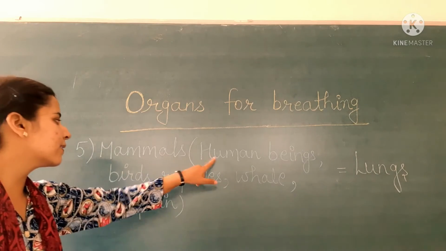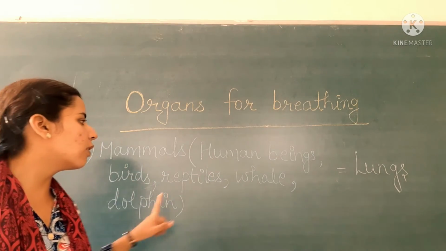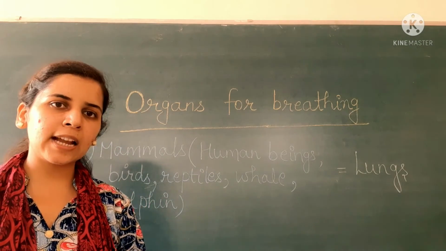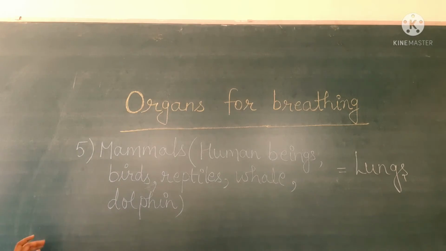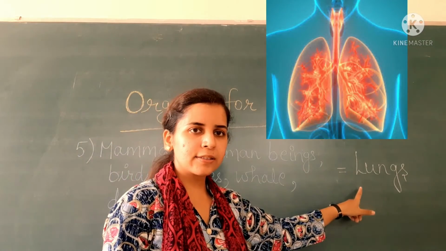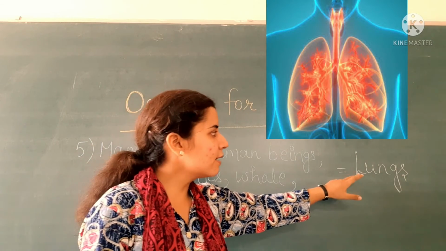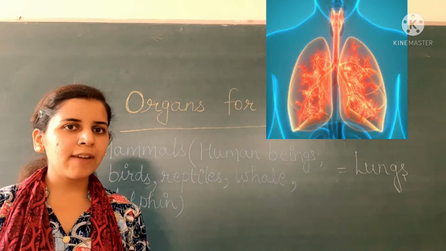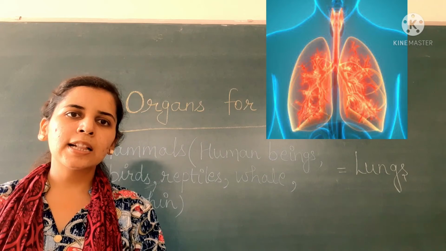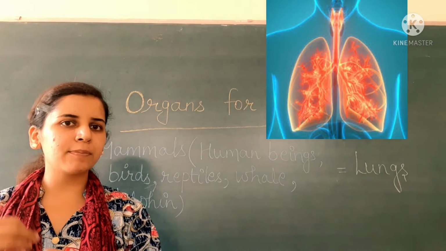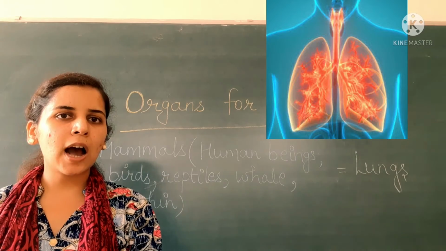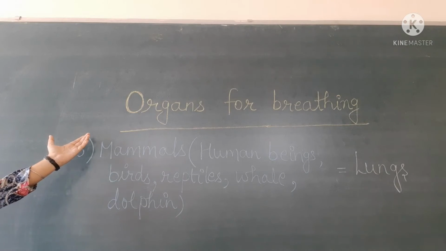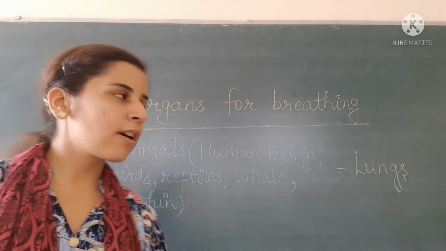Mammals like human beings, birds, reptiles, whales, dolphins, and amphibians, which live in water as well as on land, breathe through their lungs, right? They have lungs which are connected by a windpipe, and when air reaches the lungs, they take in oxygen and give out carbon dioxide, which is breathed out through the nostrils, right? So these are the different organs used by different animals for breathing.